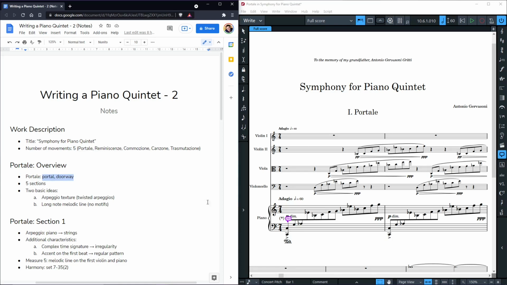The movement is divided into 5 sections, a kind of allusion to the number of movements of the piece. Each section presents the same material, but the harmony and other things change. There are 2 basic ideas, an arpeggio texture and a melodic line made up of long notes. Let me show you. If you can read music, you'll be able to see what happens here.